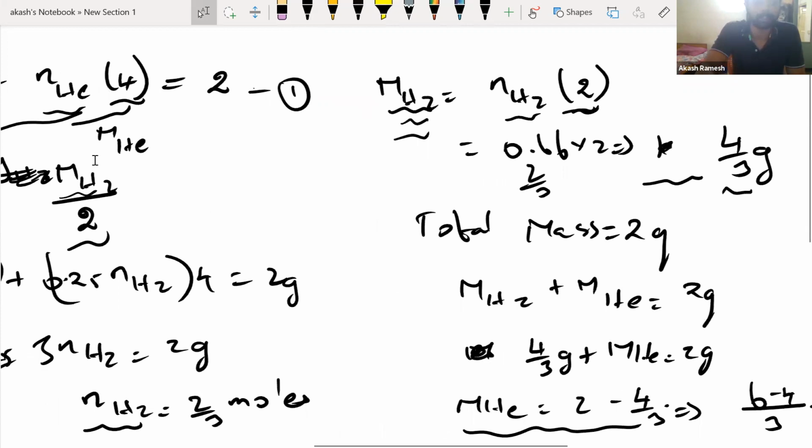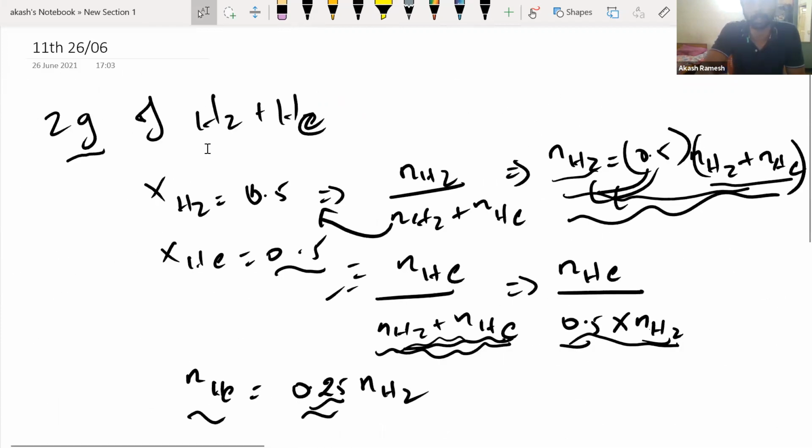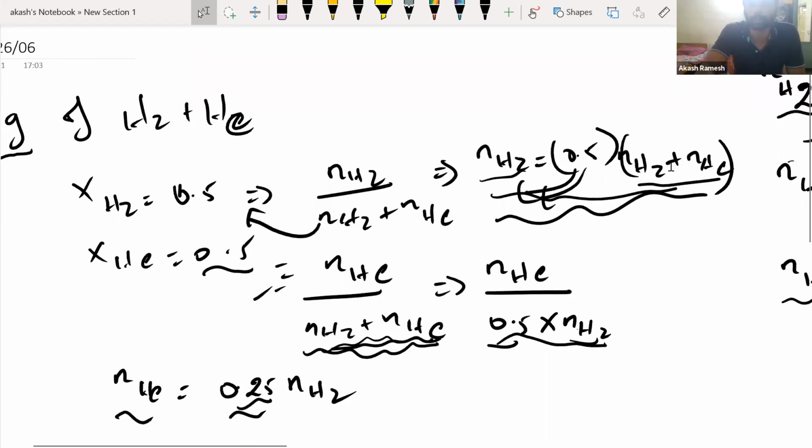They gave that the total mass of the mixture is 2 grams, and that the mole fraction of H2 is 0.5. Now I write the formula in terms of number of moles of H2 and helium. So the number of moles of H2 is 0.5 into the number of moles of H2 plus the number of moles of helium. Now I substitute this into the mole fraction of He equation, and I get the connection between the number of moles of H2 and helium: the number of moles of helium is equal to 0.25 into the number of moles of H2.